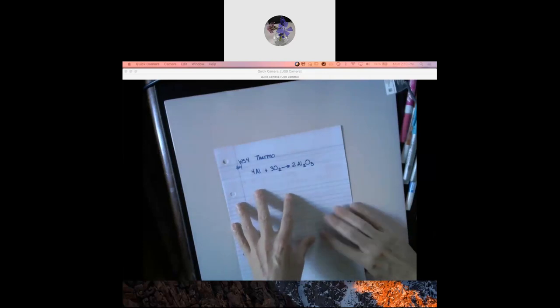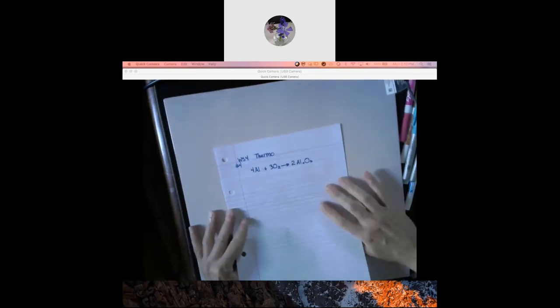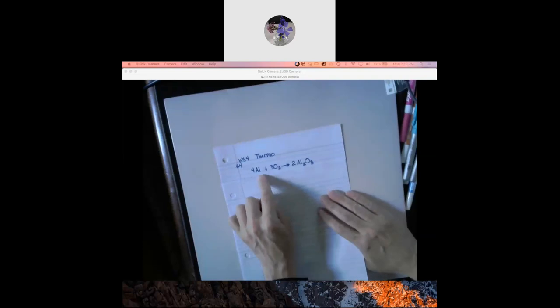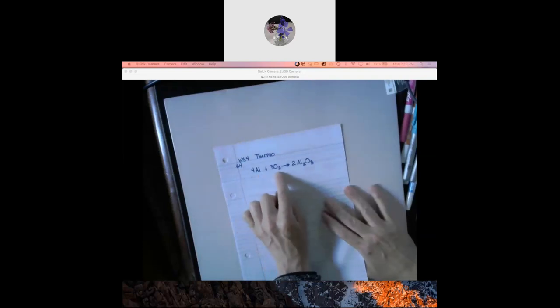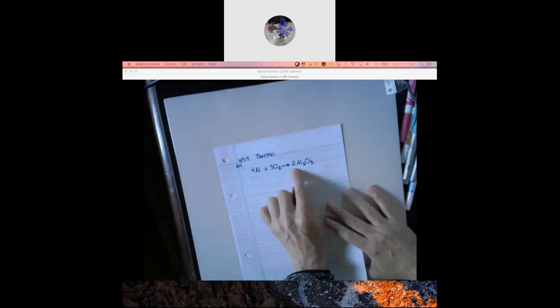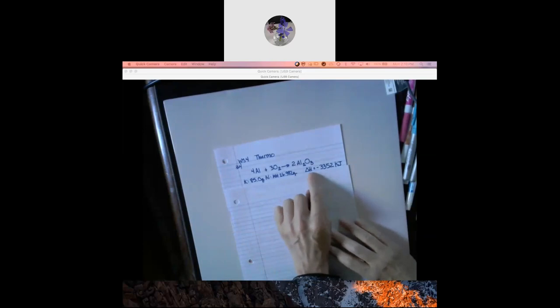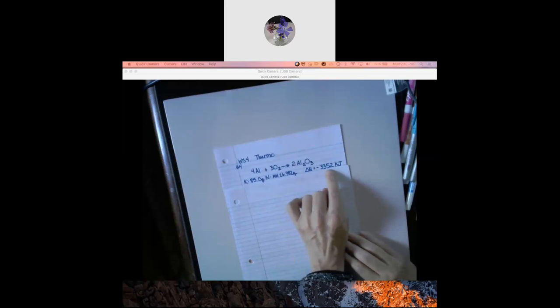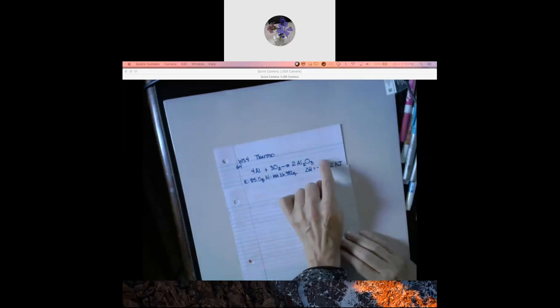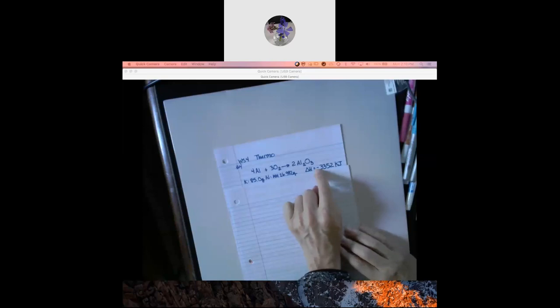On worksheet 4, number 4, they give you the equation that 4 moles of aluminum plus 3 moles of oxygen will yield 2 moles of aluminum oxide. And they also give you that the heat of the reaction, the enthalpy of the reaction, delta H, is negative 3,352 kilojoules. This means that if I were going to write this in the chemical equation, it would go on the product side. The negative sign means that it's giving off heat.